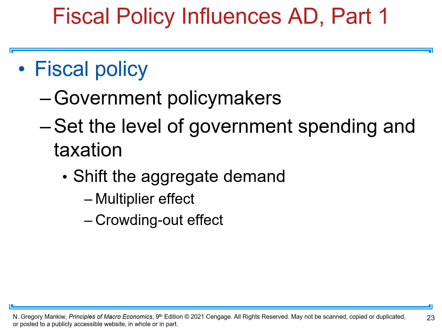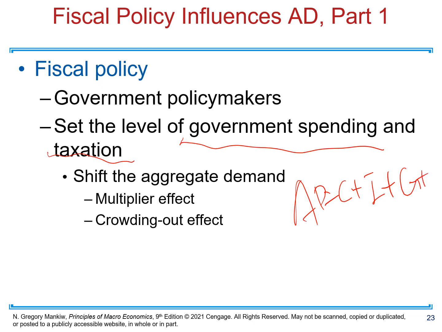So fiscal policy is how our government directly tries to influence our overall economic outcome by using two tools, either government spending or taxation, right? Either one of these will impact our economy greatly. Now, government spending is a direct change. Remember the aggregate demand curve, that's your C plus I plus G plus NX. So G here is your government spending.